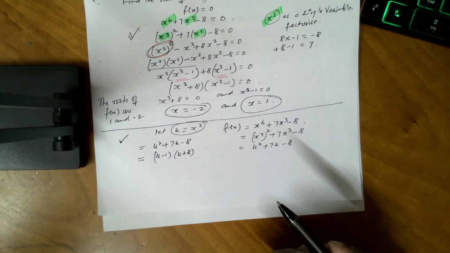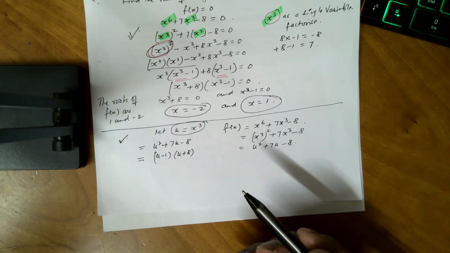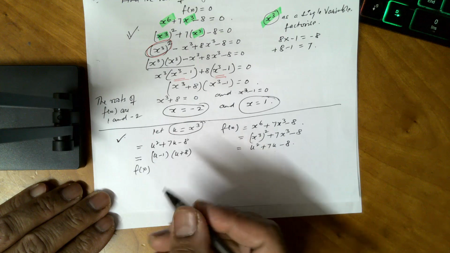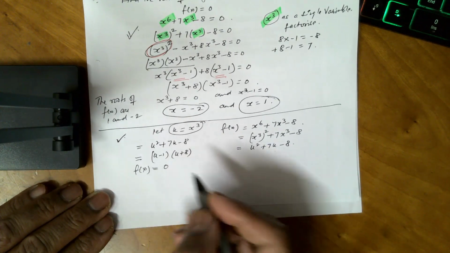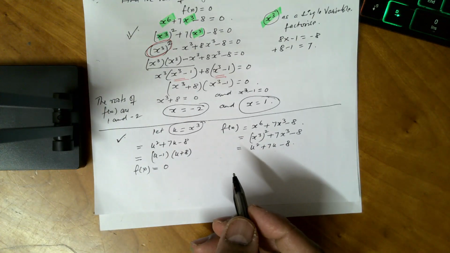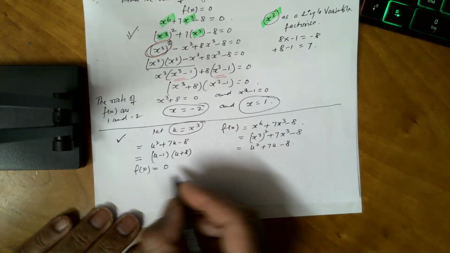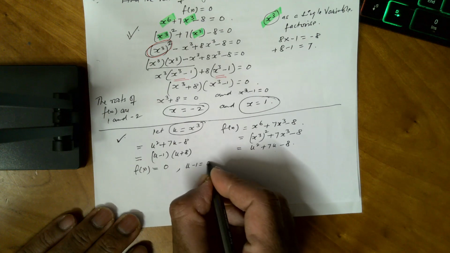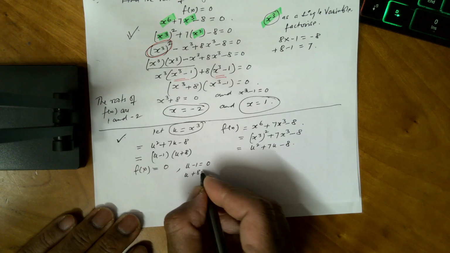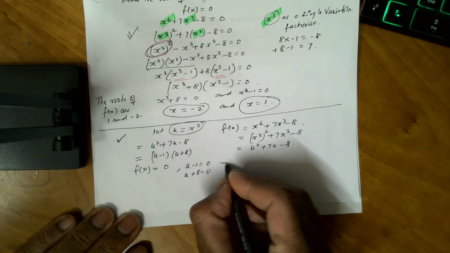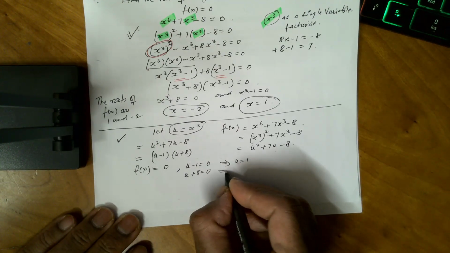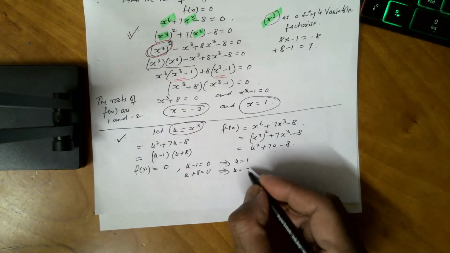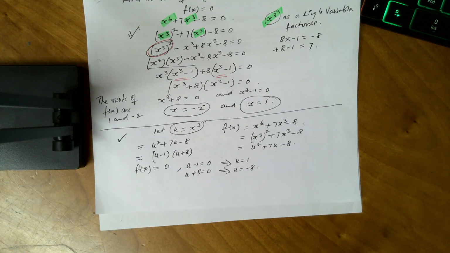So same thing here, fx, that is equal to 0. Okay, because this is how you find the roots, right? So then you can say your u minus 1 equal to 0, and you got here u plus 8 equal to 0. Then this means u equal to 1 and u equal to minus 8. Okay, so this is what you got.